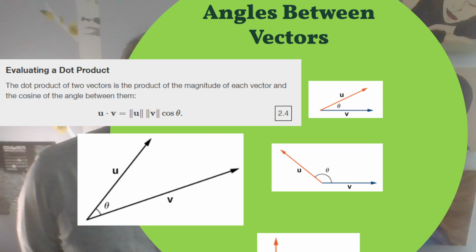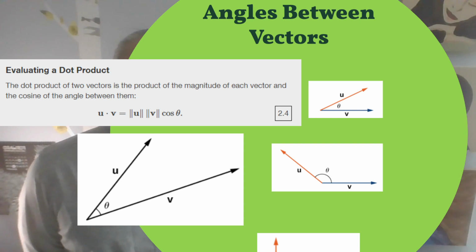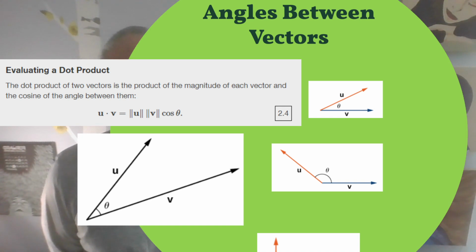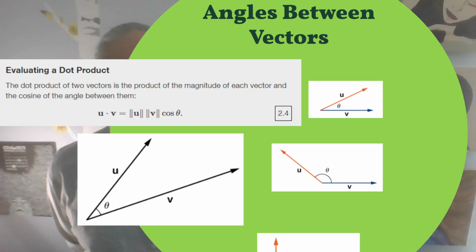Now, if your angle happens to be an acute angle, less than 90 degrees, then the cosine of an angle that's less than 90 degrees is positive. But if your angle is an obtuse angle, bigger than 90 degrees, then the cosine of that angle will be negative, and therefore your dot product will be negative. That's an interesting aspect of the dot product that could be important when you're expecting a positive or negative value depending on its angle.